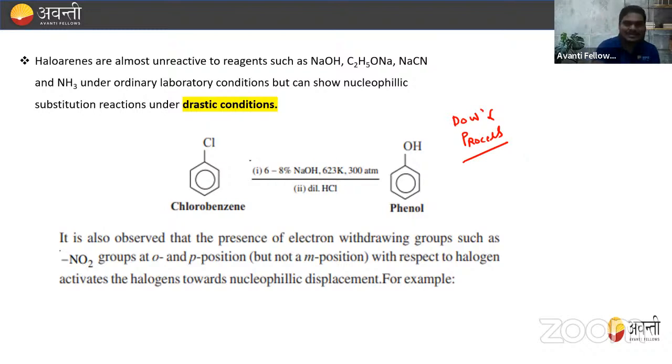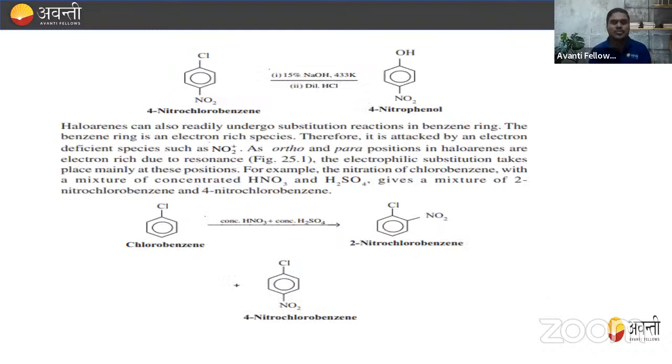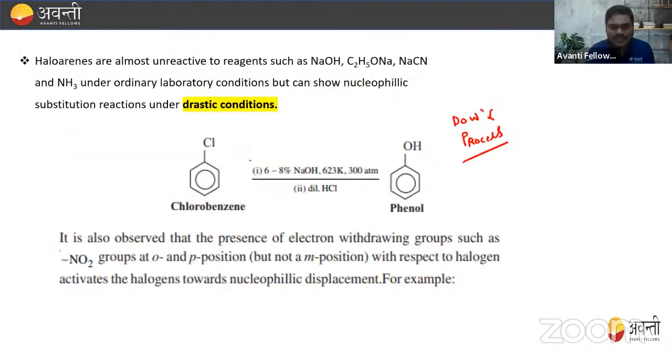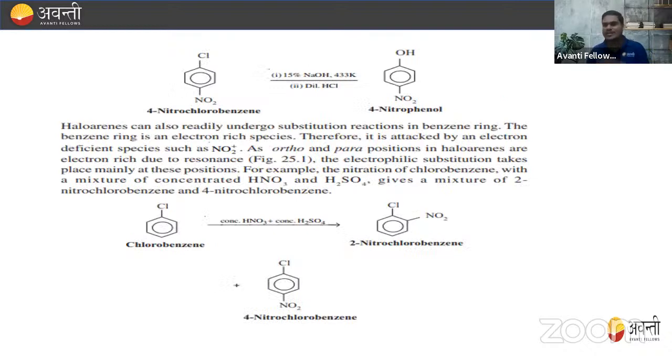For example, let's see some examples so that the concept becomes clear, right? So if someone says, will chlorobenzene undergo nucleophilic substitution reaction? Then we can say that yes, it will go, but under very drastic conditions. In normal conditions, no, it won't go; nucleophilic substitution reaction at the normal condition.